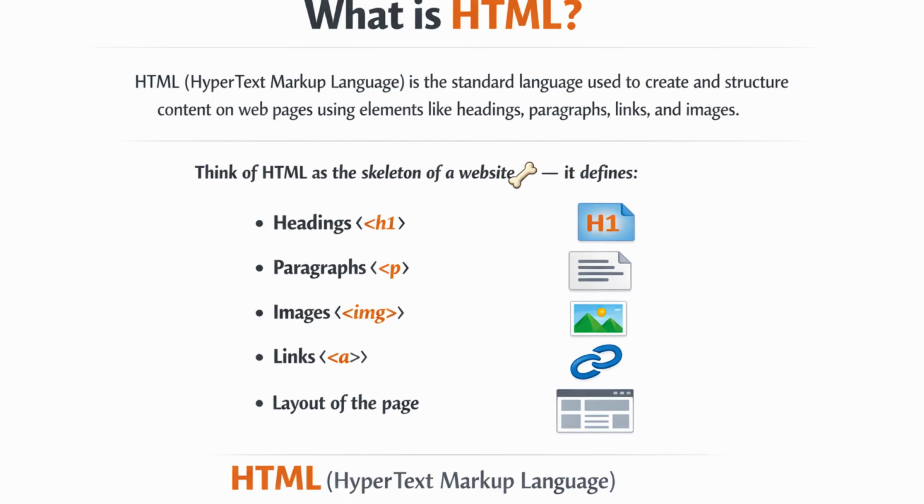What does HTML do? HTML tells the browser what is a heading, what is a paragraph, where to show images, how to create links, how the layout of the page should look. Headings, used to define titles or headings. H1 is the biggest heading. Paragraphs, used to write normal text. Images, used to display images on a web page. Links, used to create clickable links. Layout of page. HTML also helps arrange sections, divisions, structure of the web page.